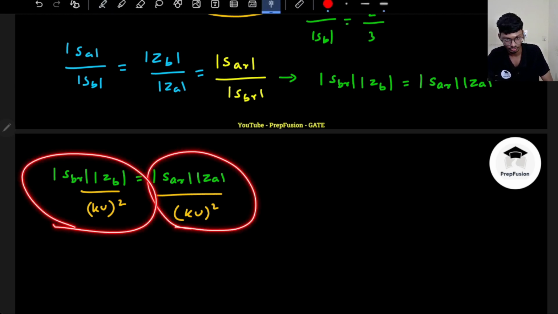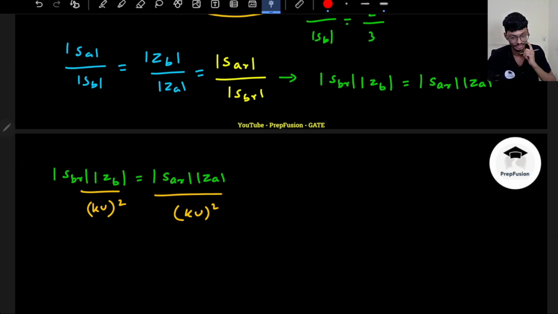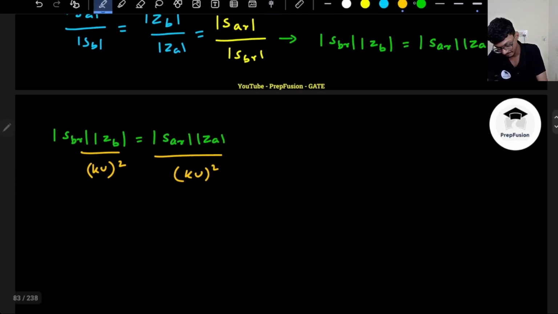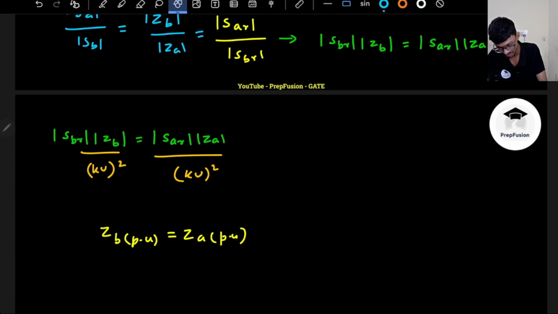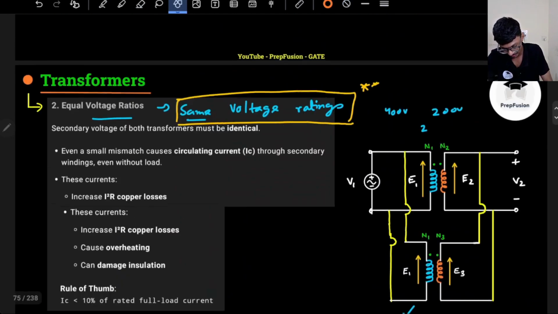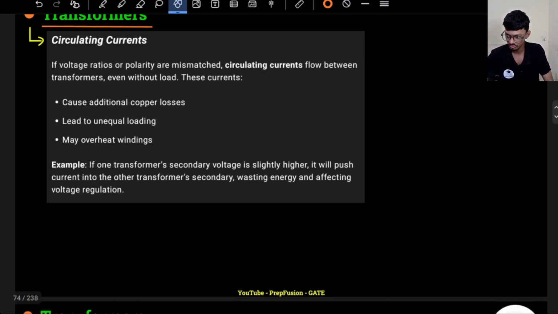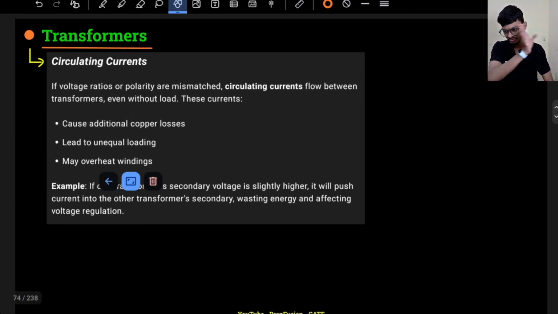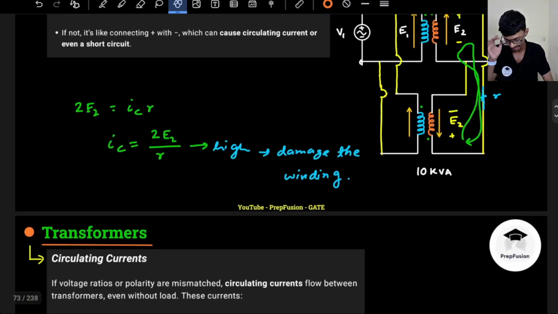This is the Z base of the transformer B, because here I have rated kV of the transformer B. Here I have rated kV of the transformer A. So this will be ZBPU equals to ZAPU. So ultimately this is the actual condition. Remember what we discussed, this is a desirable condition, not mandatory, because if it is not satisfied, then also they will share the load, but not proportional to their rating. That is the only problem here.